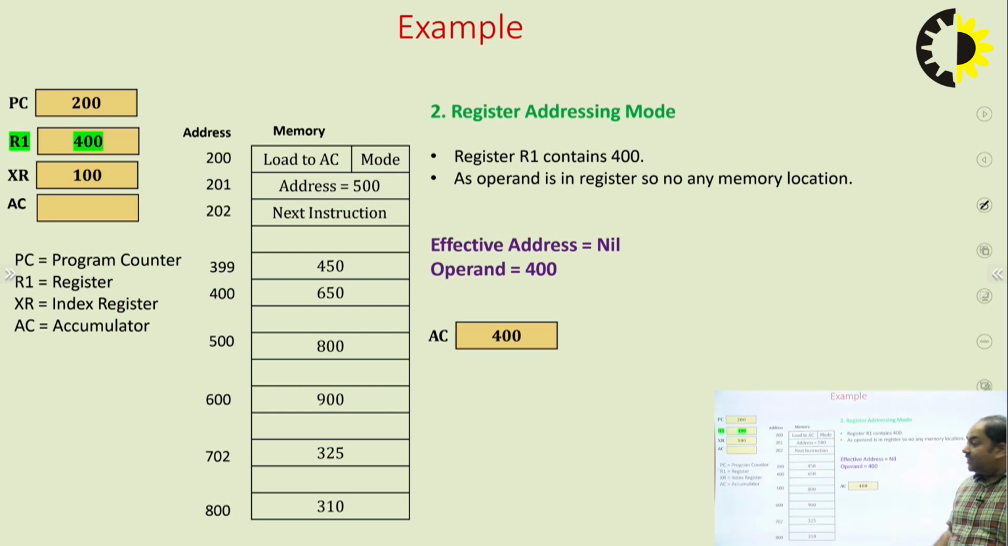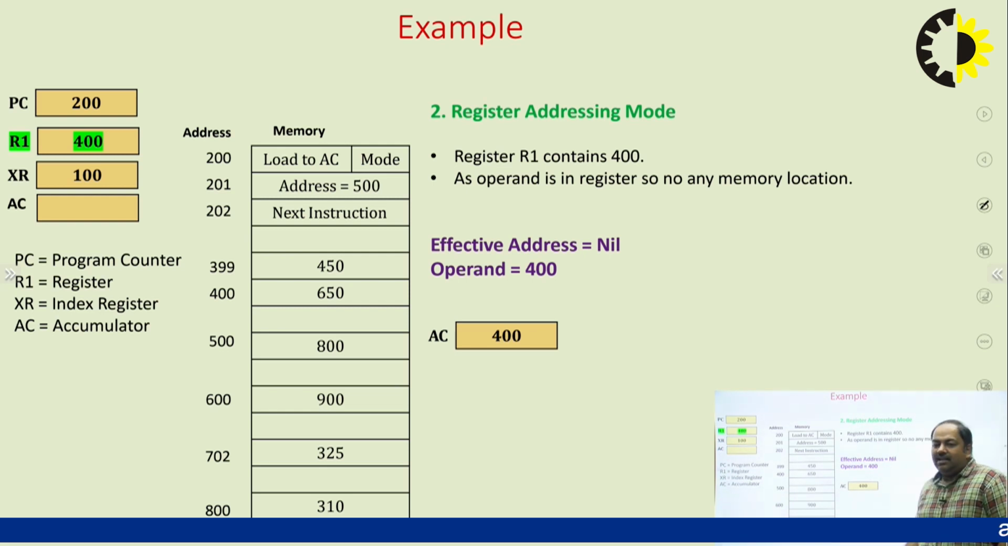Next, register addressing. We know that the value of the register is 400 and the operand is in the memory. In register addressing mode, we don't need any effective address. We directly find the value of the operand, which is referenced directly from the register, so it is 400.